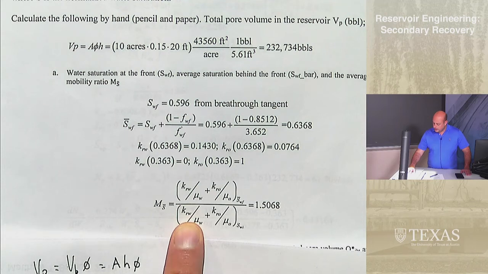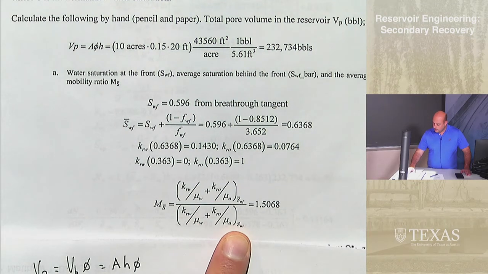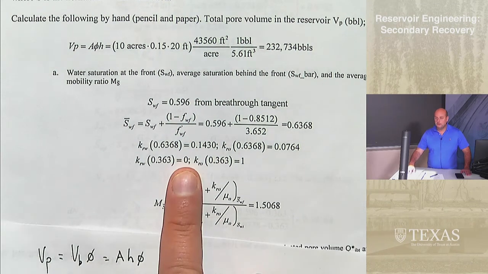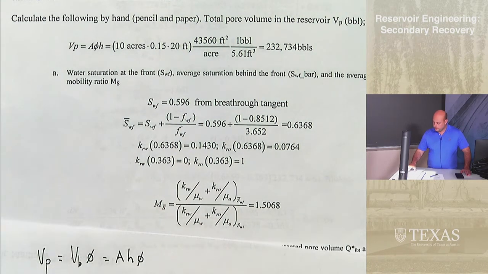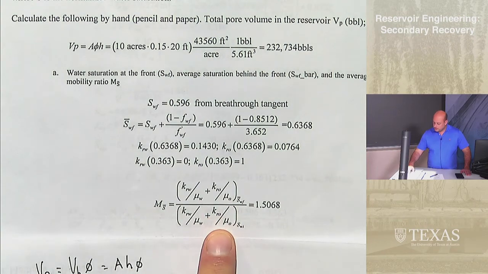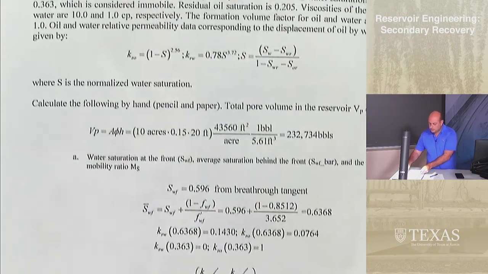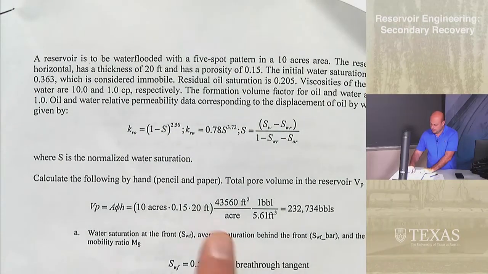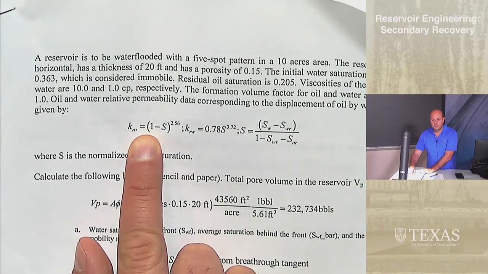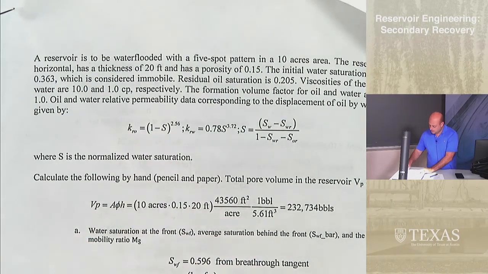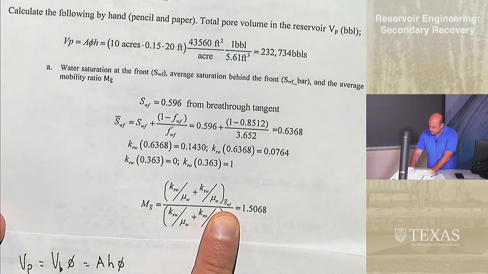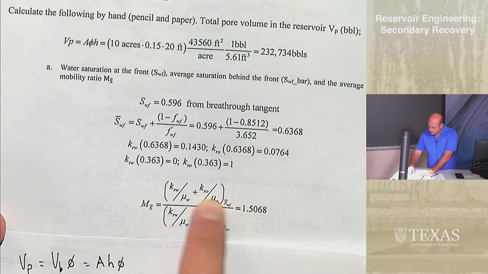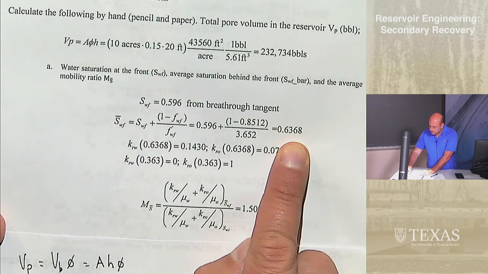KRW at SWI is simple. That's just 0, right? We said flow is immobile at initial water saturation, so the relative permeability is 0. And KRO is also simple. If you look at the relative permeability equation or the plot, the endpoint relative permeability is just 1. It's the coefficient here. So that's 1. The SWF bar is a little bit trickier. You have to evaluate that at 0.6368.